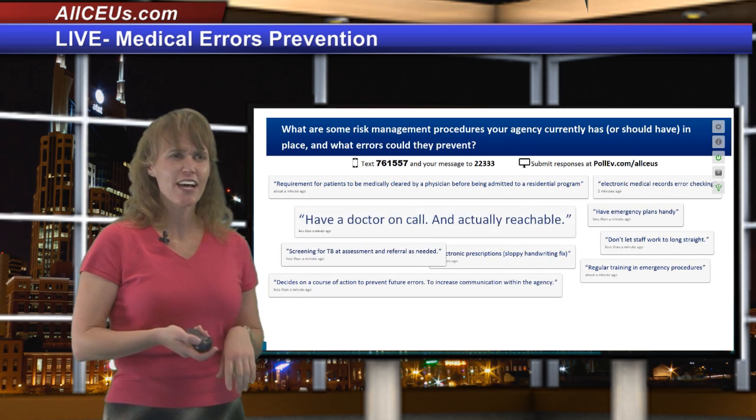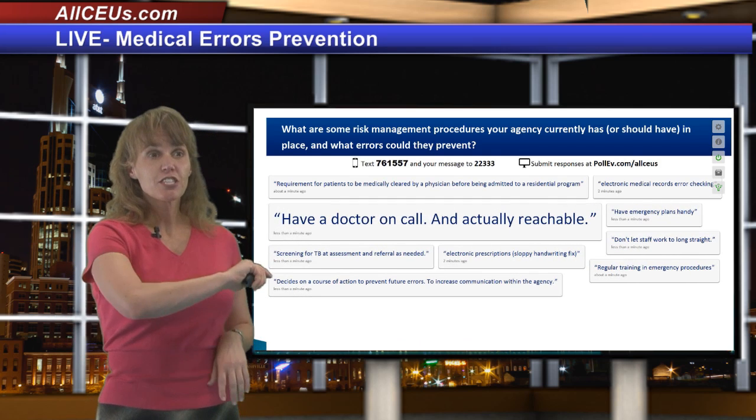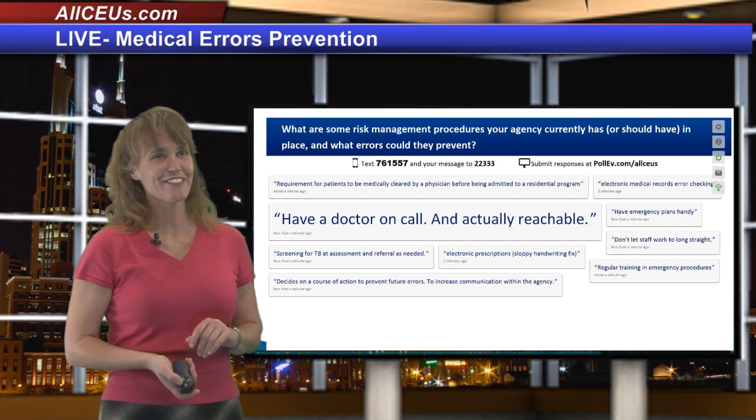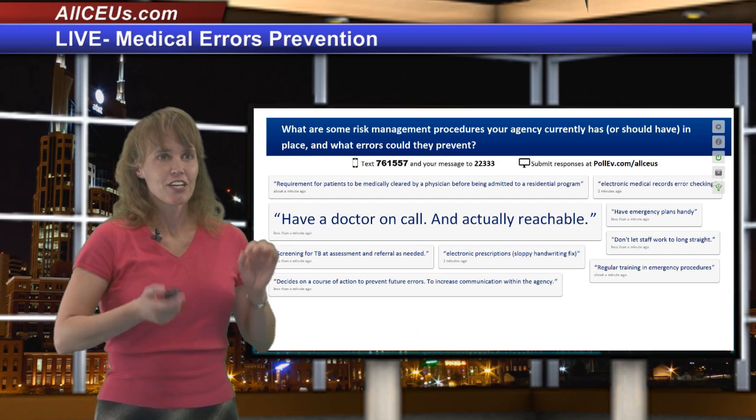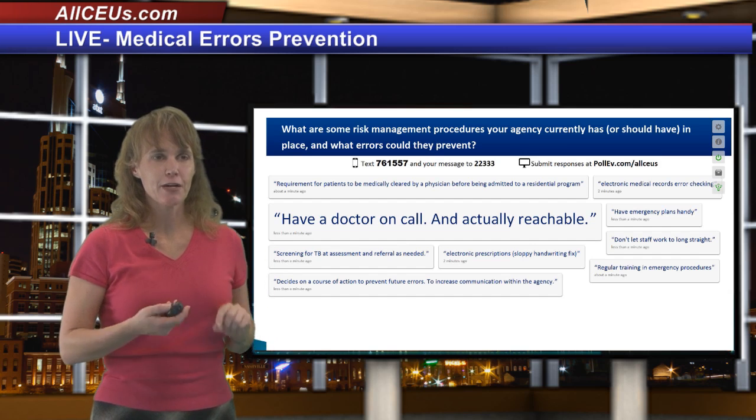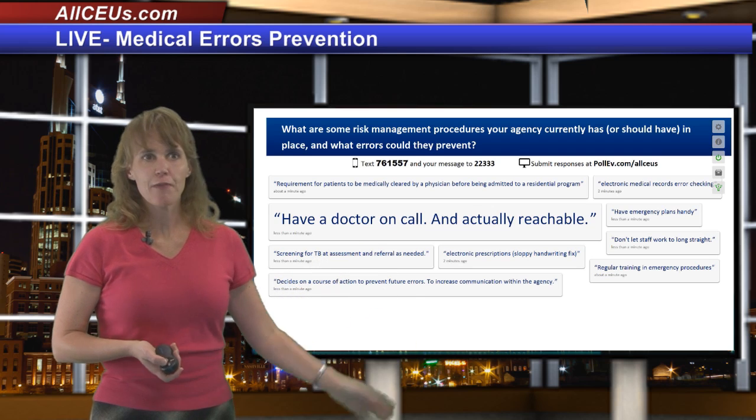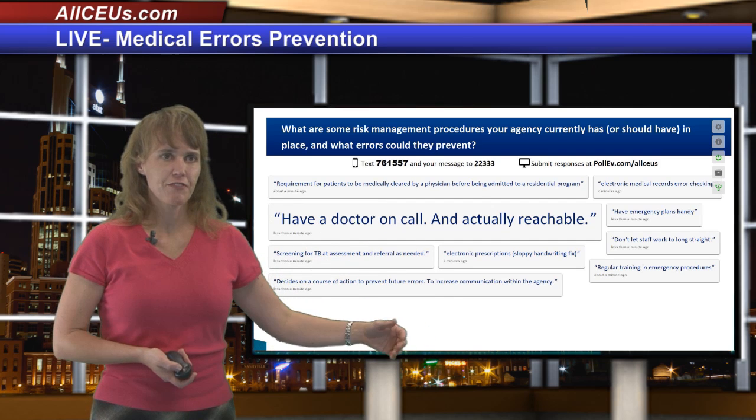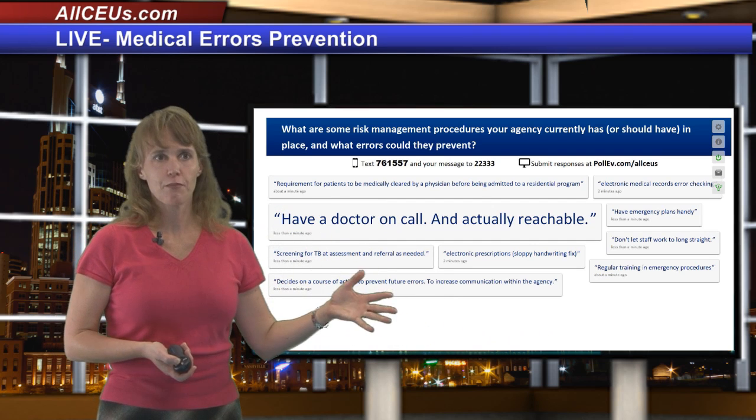Again, you'll get credit for these. Have a doctor on call and actually reachable. Yes, you need to know what your medical backup is. And even if that means there's an emergency number that you can call.